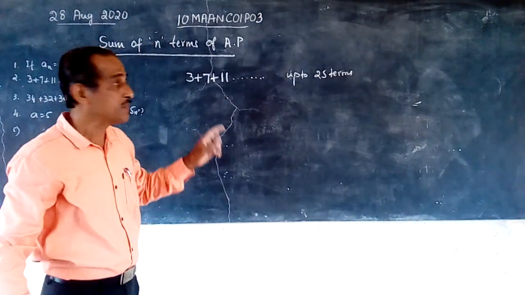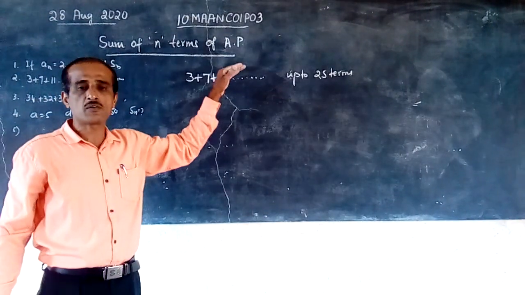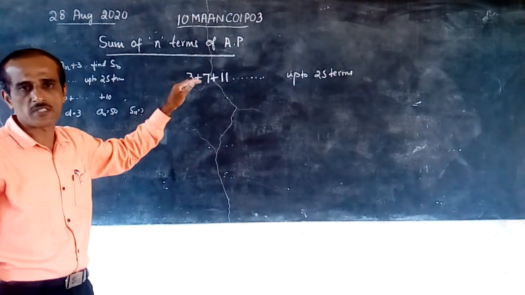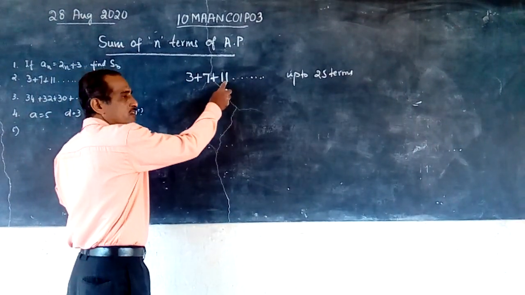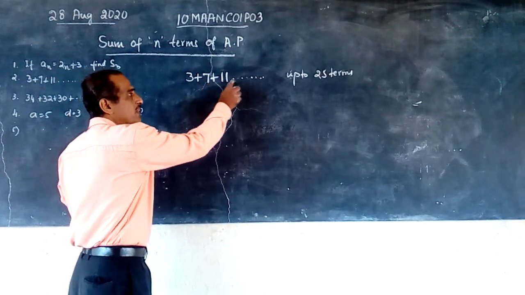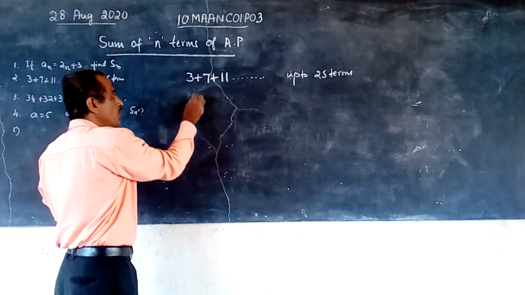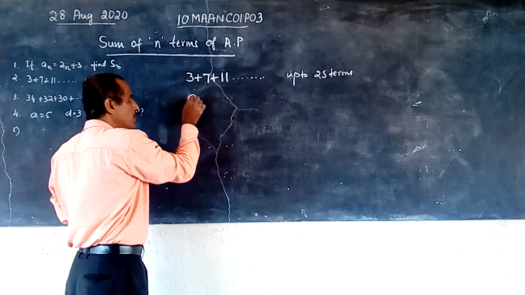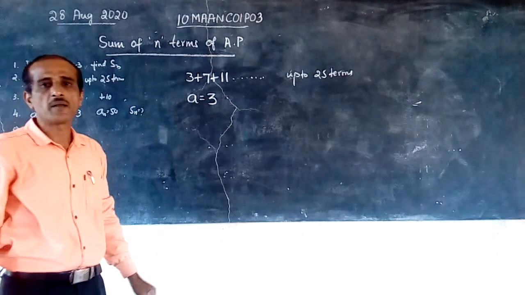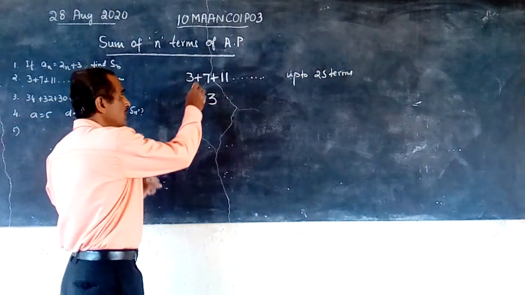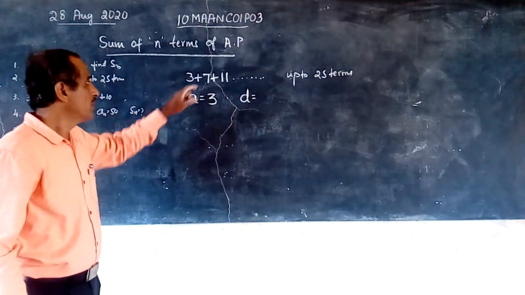From this question, what you have to do first is write what is available from the question. So 3 plus 7 plus 11 and so on, it continues up to 25 numbers. The first term is 3, and it is represented as a. Next, can you find out d here?